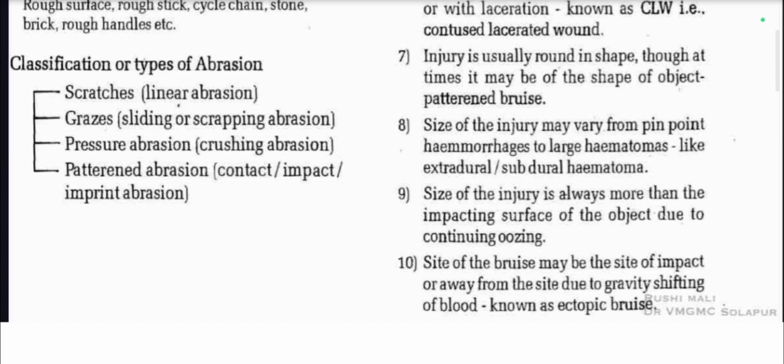In pressure abrasion, there is a decrease in force and an increase in duration. And in impact abrasion, you have an increase in force and a decrease in duration. So that is nothing but your impact abrasion. Now, what are the examples? Tire mark. Obviously, the weight of the vehicle is so high that even if it rests on a person for 2 minutes, it is quite enough to kill that person. So tire mark, radiator mark, grill mark, these are nothing but your impact abrasions.